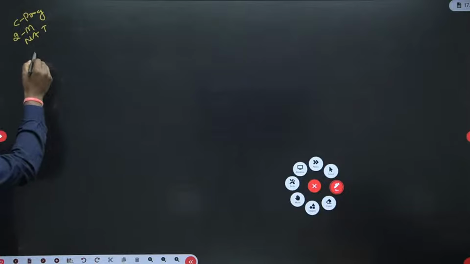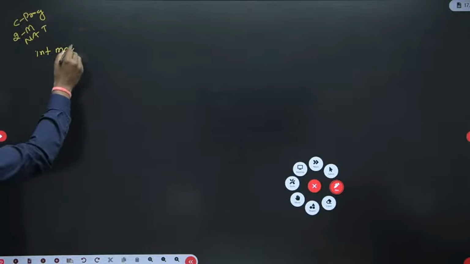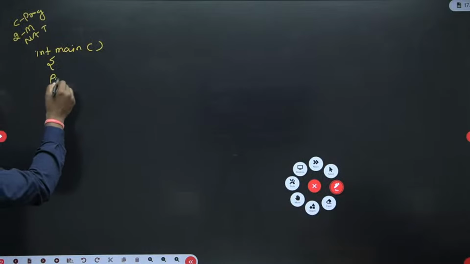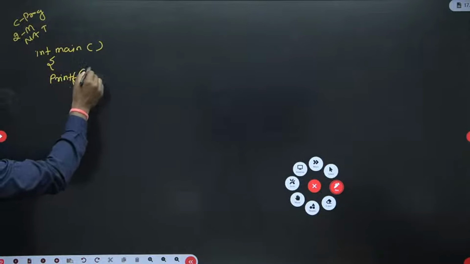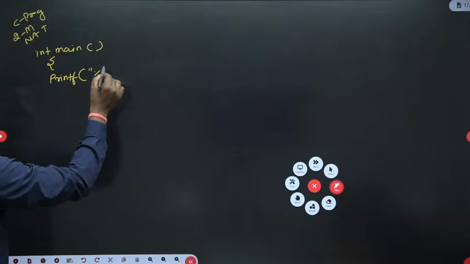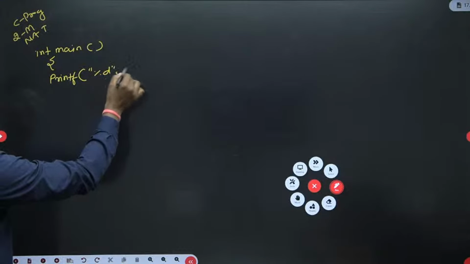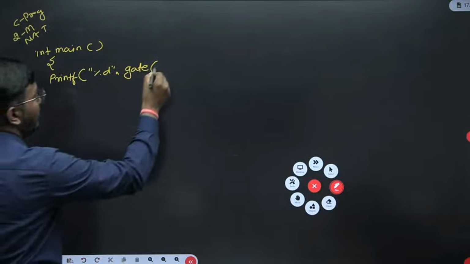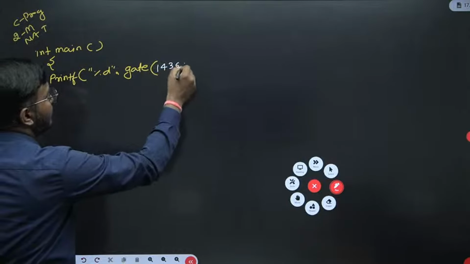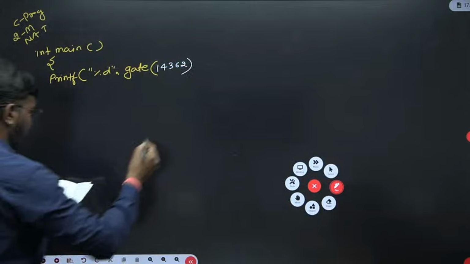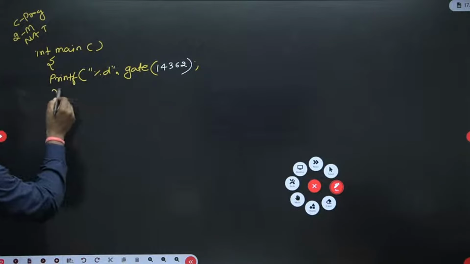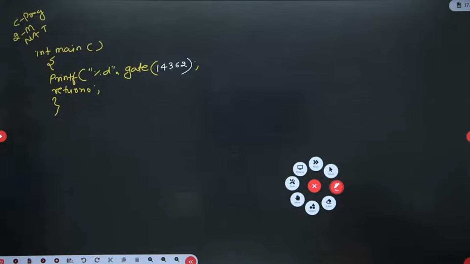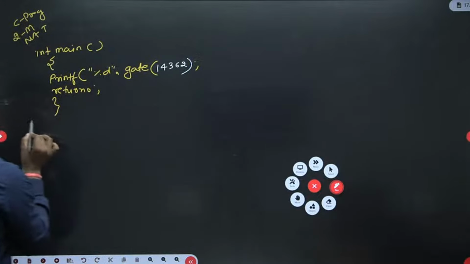The question: we are given int main, and here we have one printf function, printf %d, and we are calling the function get with the value 14362. Getting my point now? Then here we return 0 and close the main function. Fine.